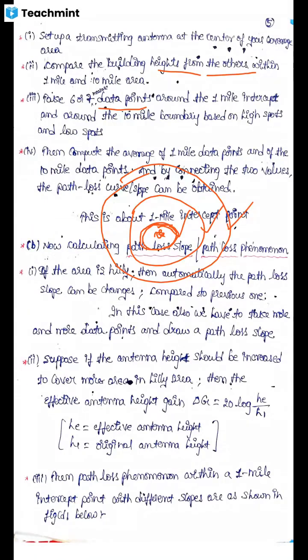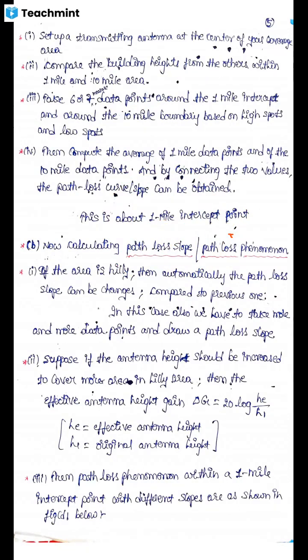Here it was asked for the 1 mile intercept point. So at the 1 mile intercept point, I will take 6 to 7 data readings of high spot areas and low spot areas. I will take the mean values of that taken data, and similarly the mean value of the readings taken at the 10 mile distance, and finally I will draw a curve, which represents the path loss curve.